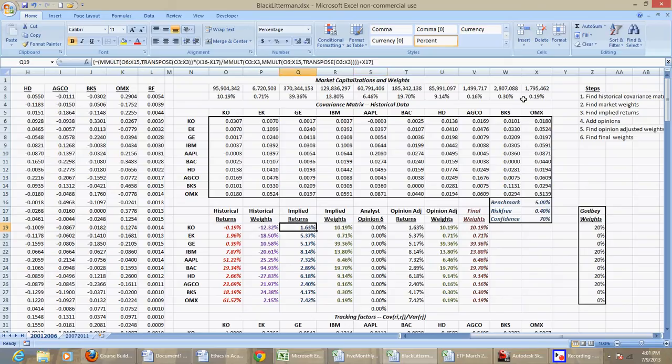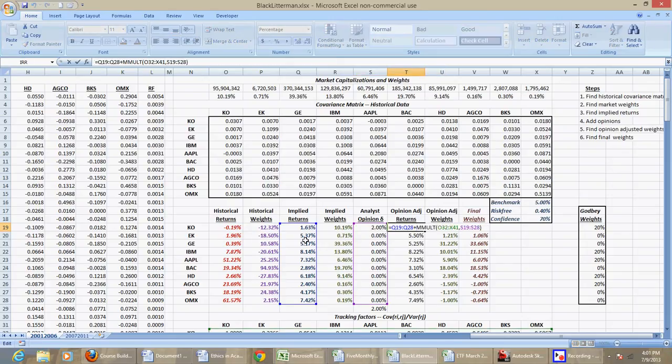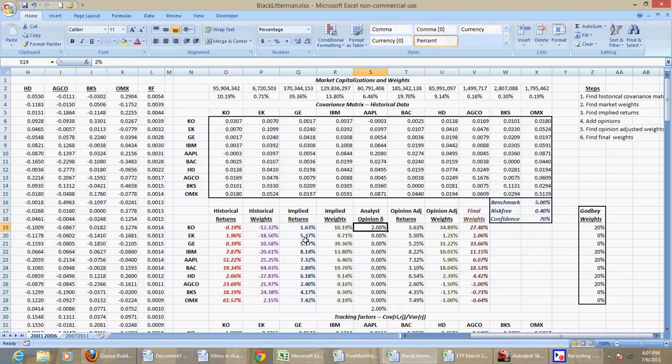So the market is assuming a 1.63% return on Coke for next year. I think it's going to be higher than that. I think it's going to be 2 basis points higher. So I put in a 2 right here, and the 2 plus the 1.63 is going to be my returns of 3.63. Because I added those returns, it increased my weights. Now my weight is 10% in Coke, but when I increase that return, it goes to 34.8%.